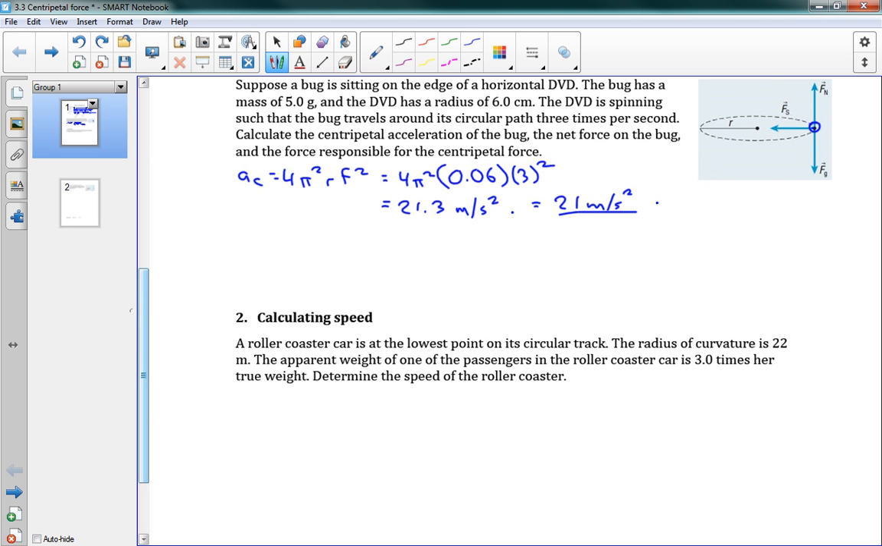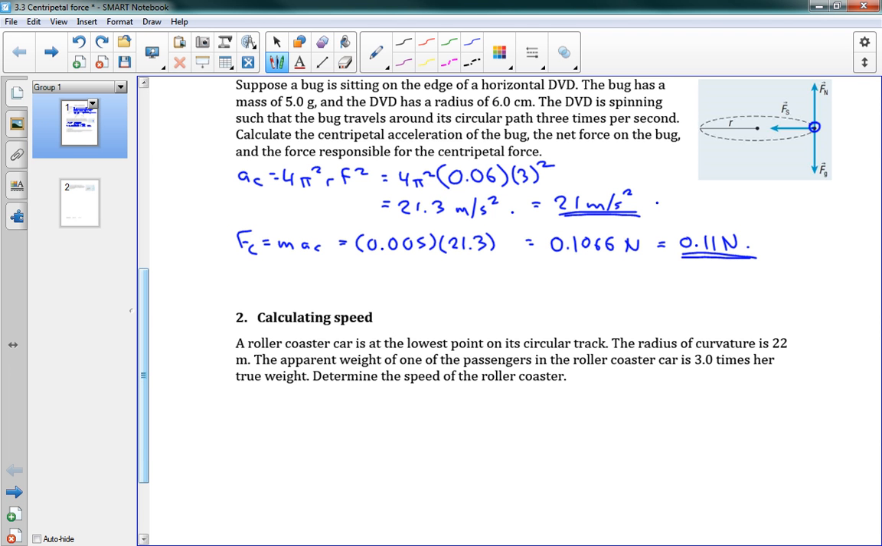All right, so that was centripetal acceleration. Now we want Fc. Well, this is equal to m ac. My mass here was 5 grams. So again, I'm going to put that in kilograms. That's 0.005 kilograms times 21.3 meters per second squared. And this gives us a force of 0.1066 newtons. Again, for our final answer, we want 2 digits, 0.11 newtons. So there's our 2 answers.